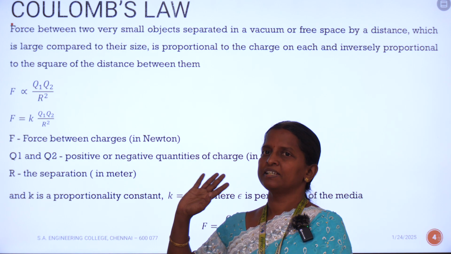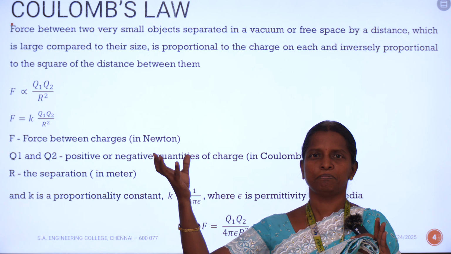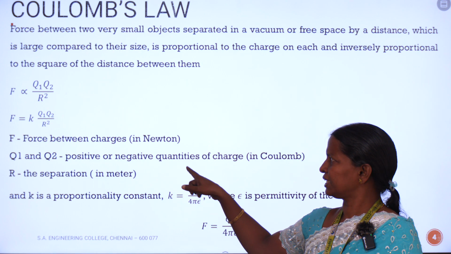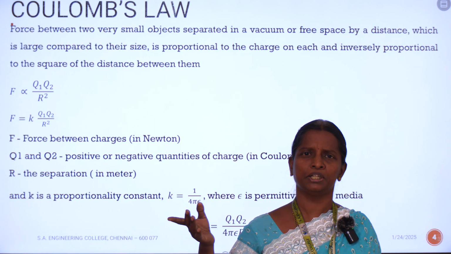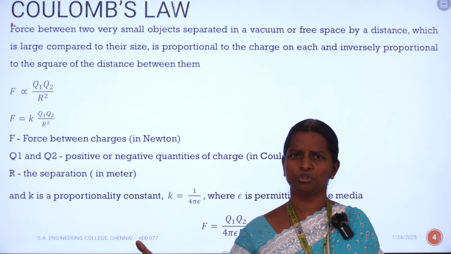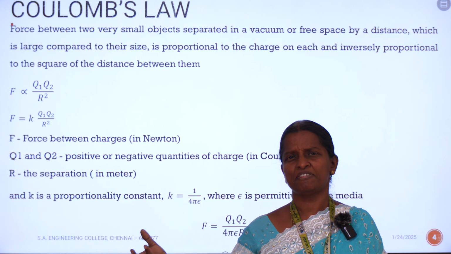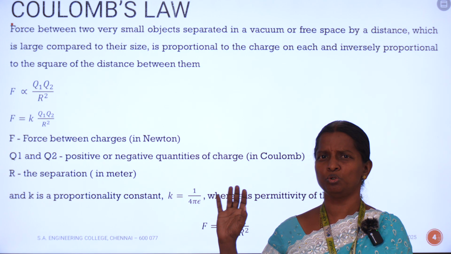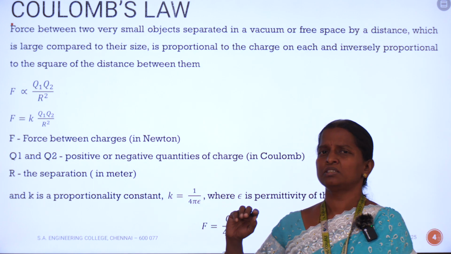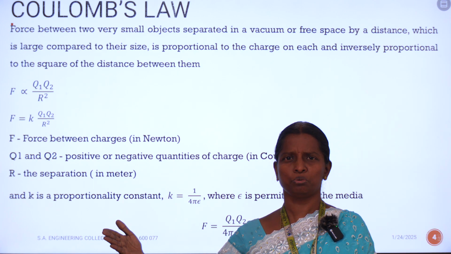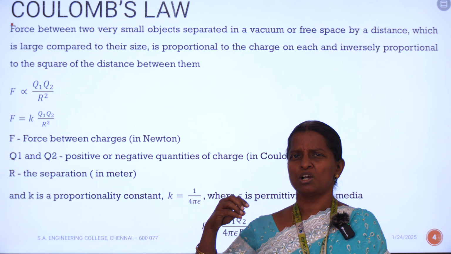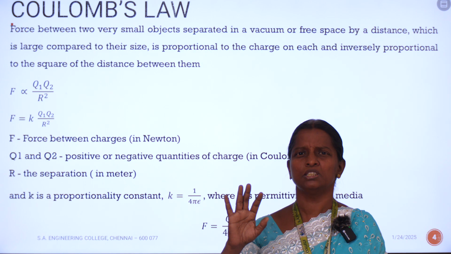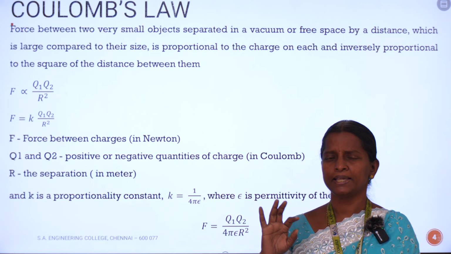So what is F? F is nothing but the force of attraction between the charges Q1 and Q2. We know the unit of force is Newton. The second one is Q1 and Q2: Q1 is the charge value and Q2 is the charge value. It may be 5 coulomb, 5 microcoulomb, or in picocoulomb. The unit of charge is coulomb. And the next one is R, which is nothing but the distance between the two charges, not the radius of the charge.